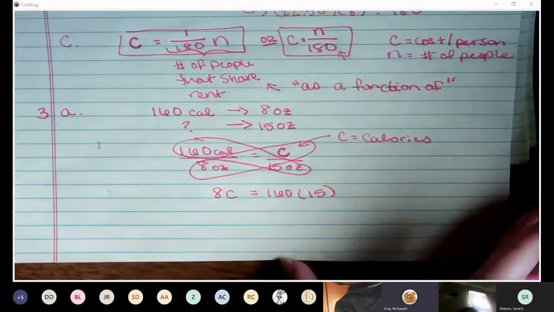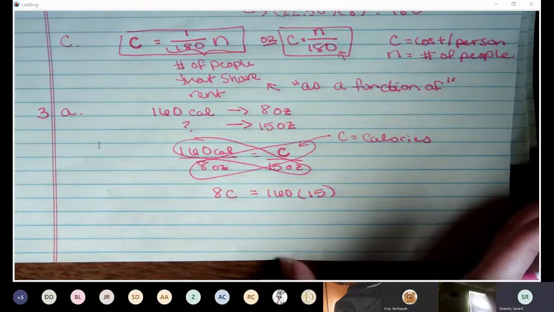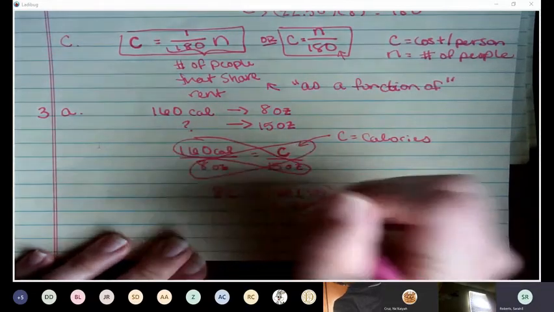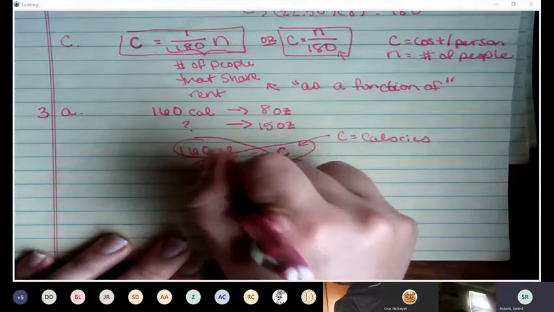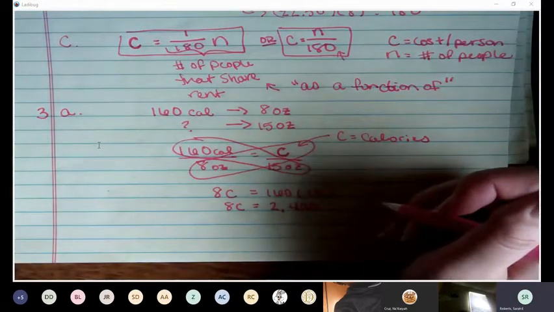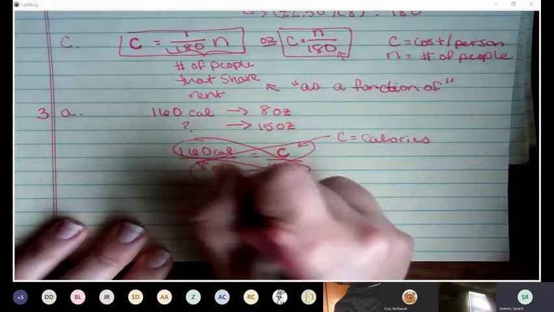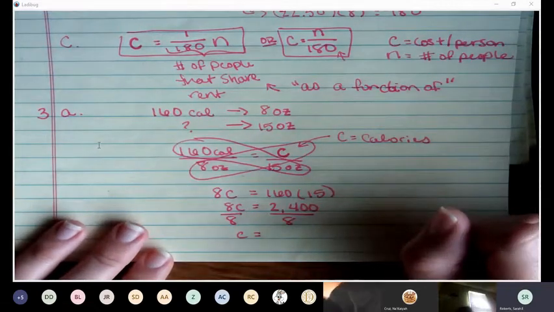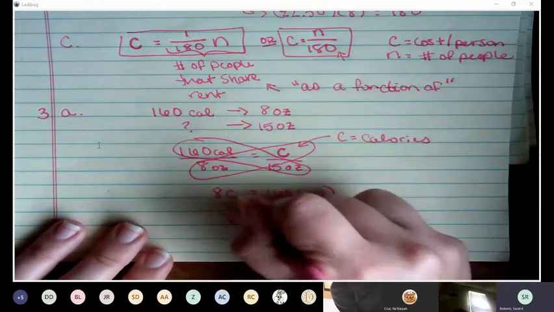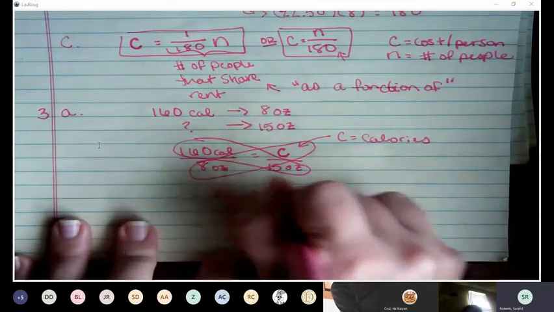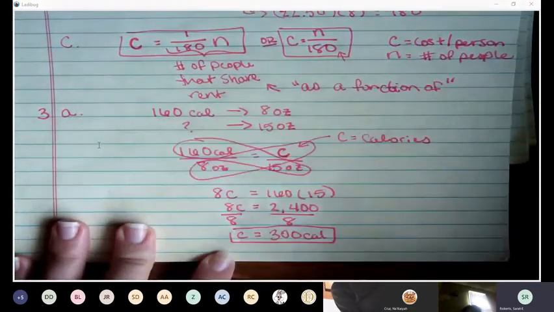You said 160 times 15? Yep. 2,400. 2,400. Perfect. So we should have 2,400 right here. And then 8C on the left. And then what do we do to isolate C? Divide by 8. Beautiful. Okay, and what's 2,400 divided by 8? 300. Beautiful. All right, and this was calories. We should have 300 calories in 15 ounces of milk.